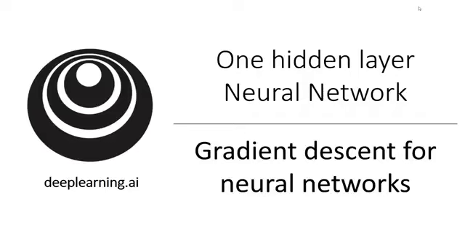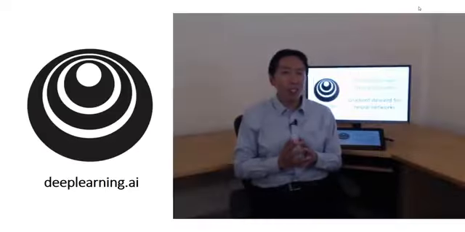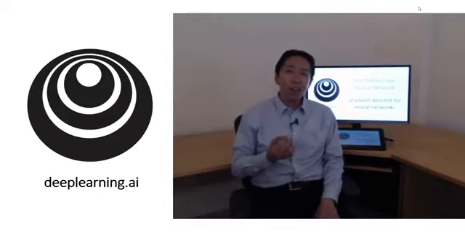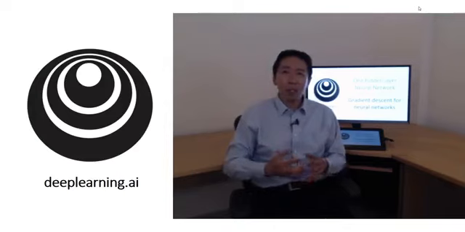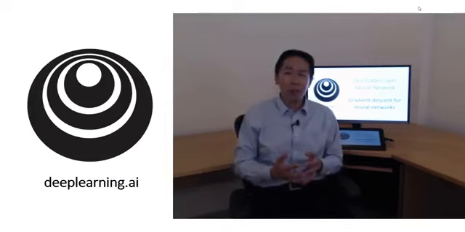Alright, I think this will be an exciting video. In this video, you'll see how to implement gradient descent for your neural network with one hidden layer. I'm going to just give you the equations you need to implement in order to get backpropagation, or to get gradient descent working.